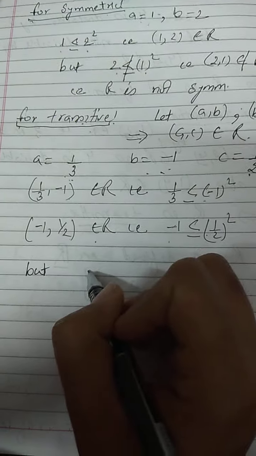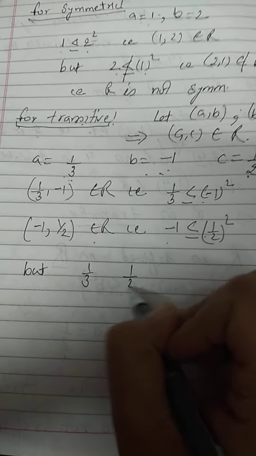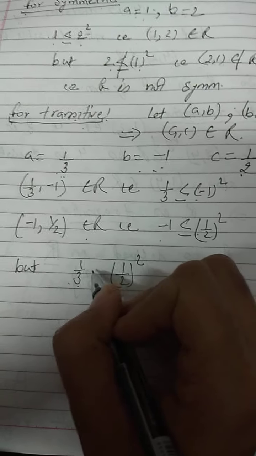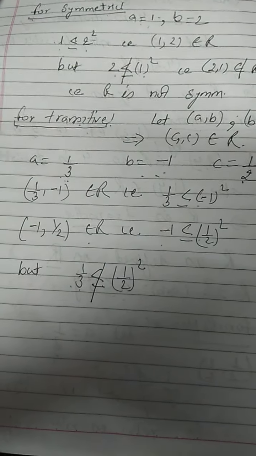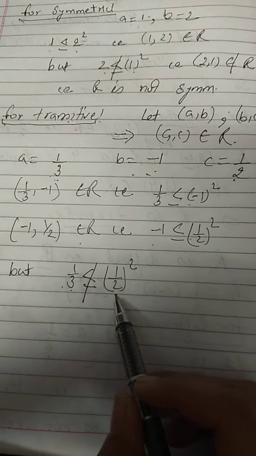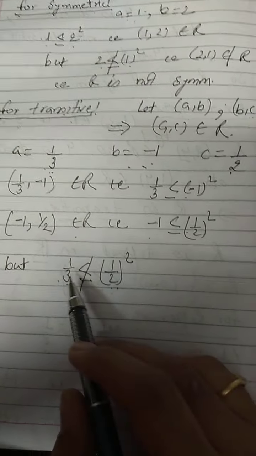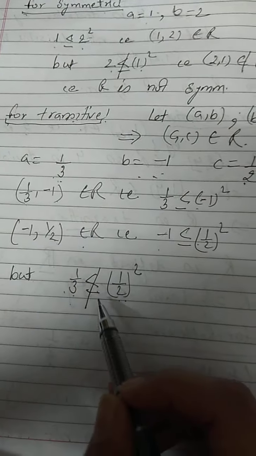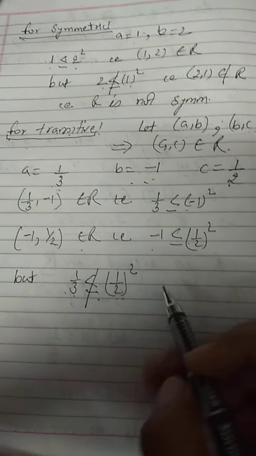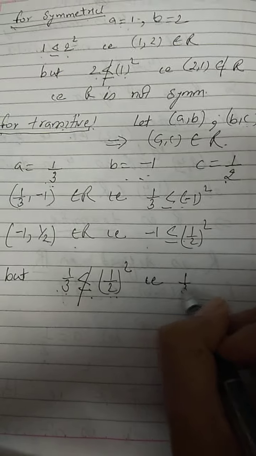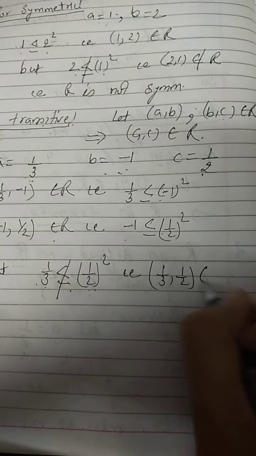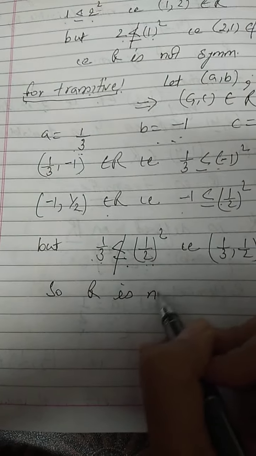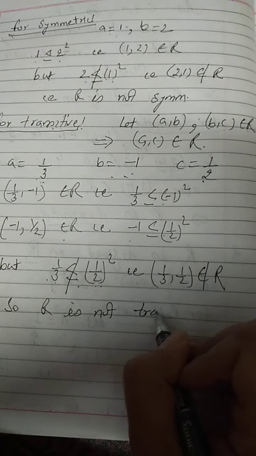But let us check the relationship between 1 by 3 and 1 by 2 square. 1 by 3 and 1 by 2 square means 1 by 4. Definitely it is not less than. As the denominator increases, the value decreases. So 1 by 3 will be greater than 1 by 4. So the relationship between 1 by 3 and 1 by 2 has become false condition. So it means 1 by 3 comma 1 by 2, it does not belong to R. So relation is not transitive.